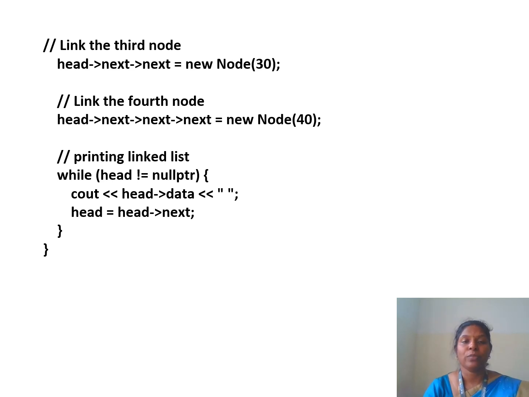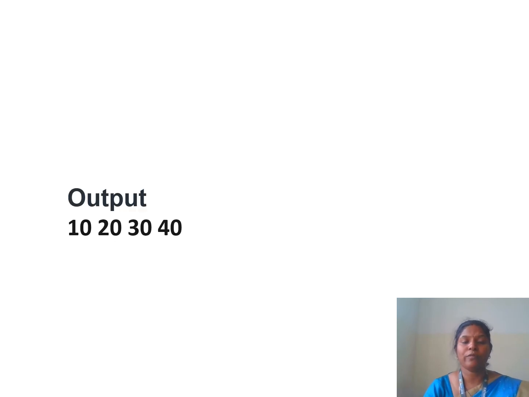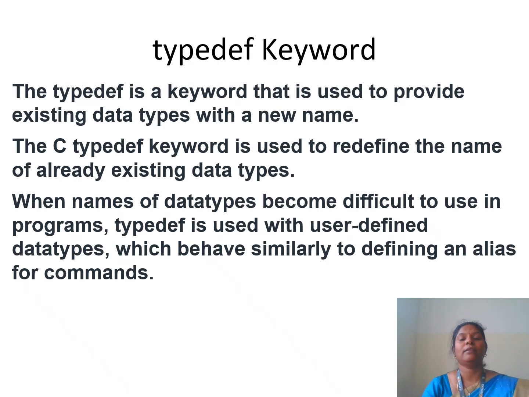Printing the linked list. It is in the while loop. Okay, so we are going to print the list and then the output will be 10, 20, 30 and 40. Then the third topic is the typedef keyword.